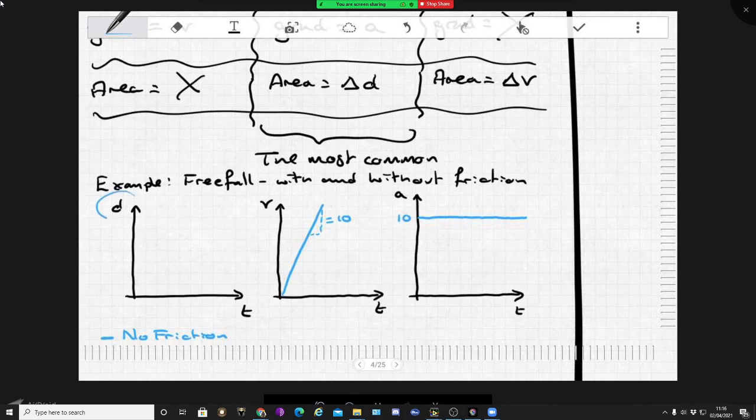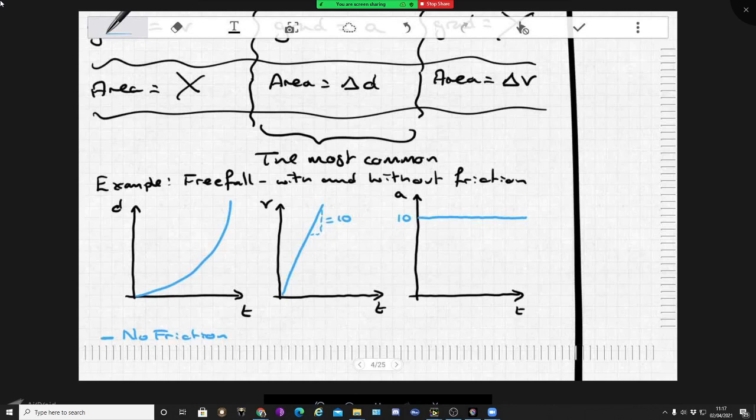Next one. The gradient of a distance time graph gives me the speed. The gradient of this graph gives me this. The gradient of this graph is getting bigger and bigger and bigger. Again, if I start with zero movement, so I'm going to start at the origin, whatever I draw is going to have a gradient, a slope, that's getting steeper and steeper and steeper. What's it going to look like? The slope's getting bigger and bigger.